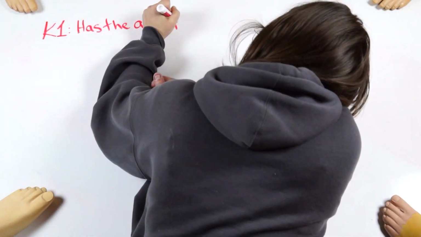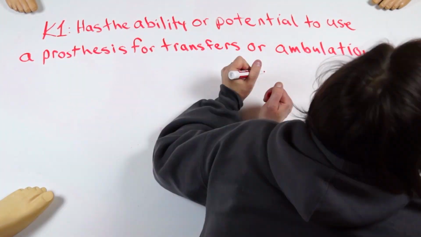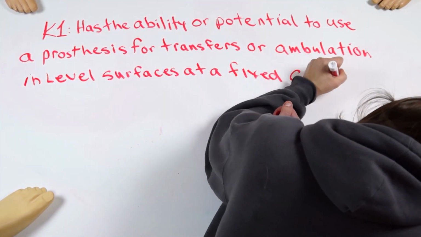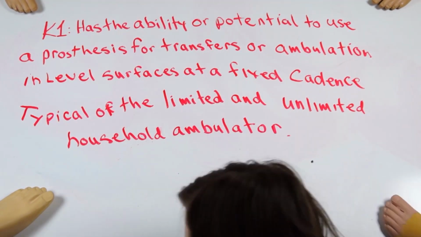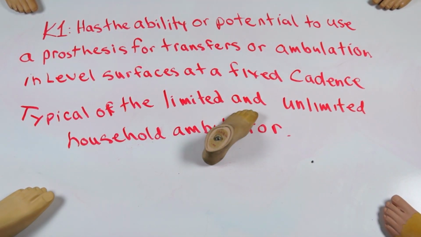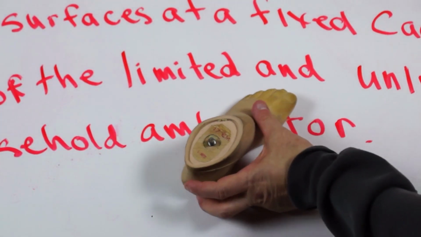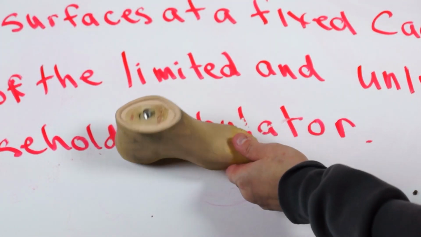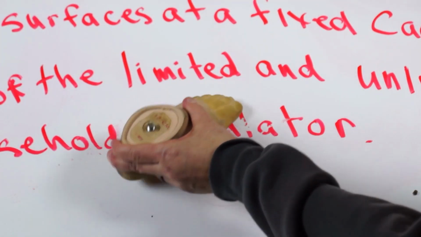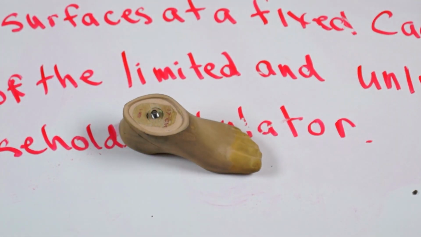K level 1 has the ability or potential to use a prosthesis for transfers or ambulation on level surfaces at a fixed cadence. Typical of the limited and unlimited household ambulator. This is an example of a K level 1 prosthetic foot. It's pretty simple. It's basically a single axis foot that's made with a block center made out of wood and variable densities of foam for some shock absorption.